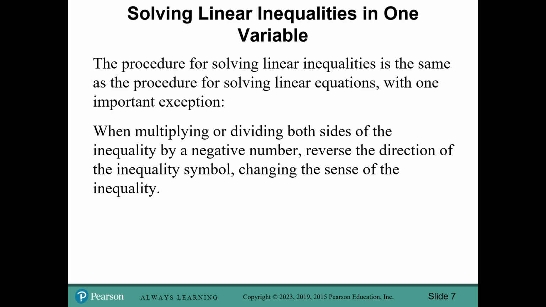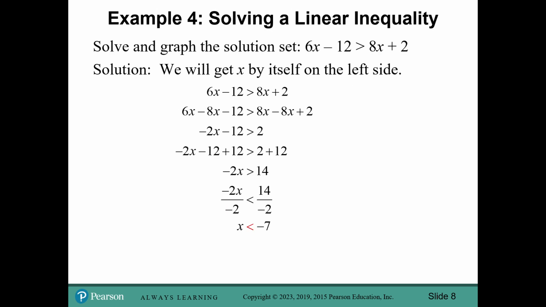So the only thing we need to really worry about here that's different than what we've been doing in the past is when multiplying or dividing both sides of the inequality by a negative number, we're going to switch that inequality. Which means if it was less than, we're going to switch it to greater than. If it was greater than or equal to, we're going to switch it to less than or equal to. So let's look at an example. Let's put some numbers on the page and get it done.